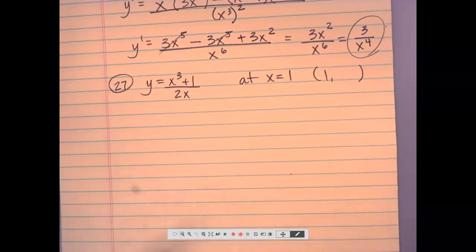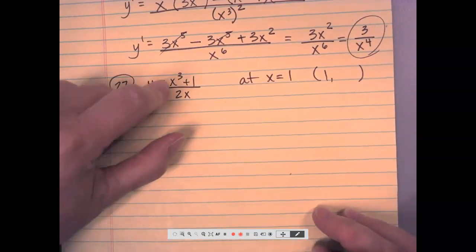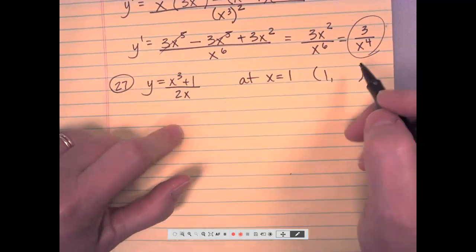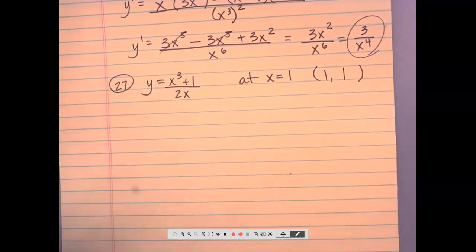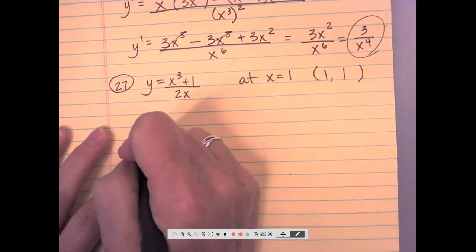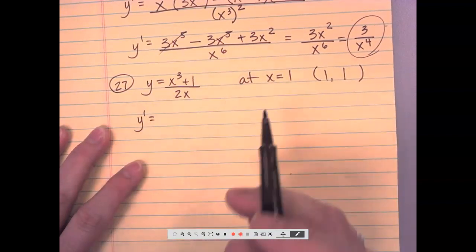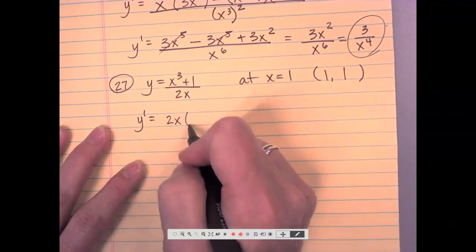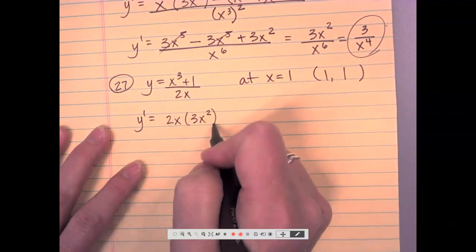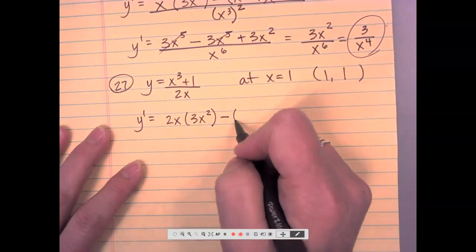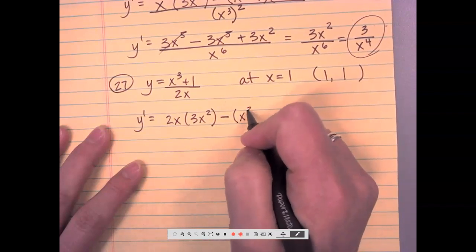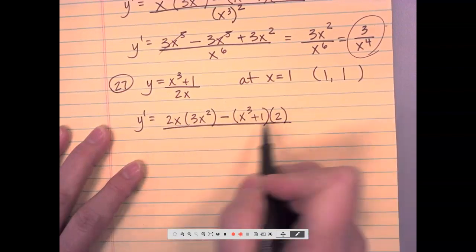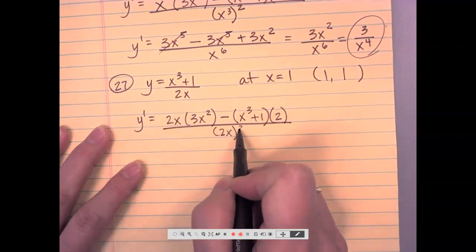So let's see, can we do this mentally? 1 cubed is 1. 1 plus 1 is 2, over 2 times 1. 2 over 2 is 1. Okay, so now we have our ordered pair. We have to find our slope. We will do that using the derivative, and we'll have to use quotient rule. So low D high minus, this is almost just like what we did, high D low over the square of what's below.